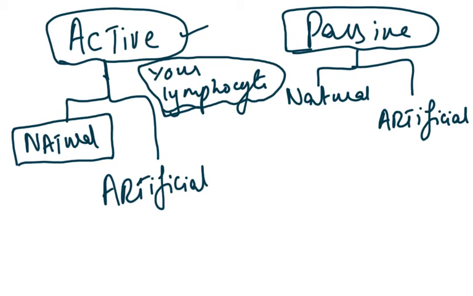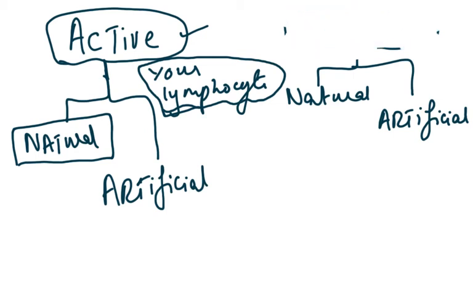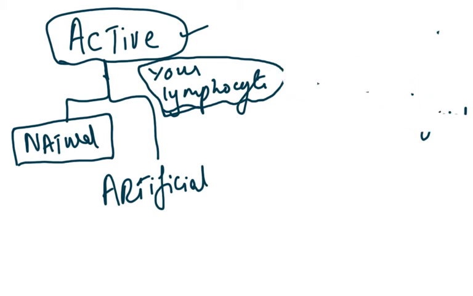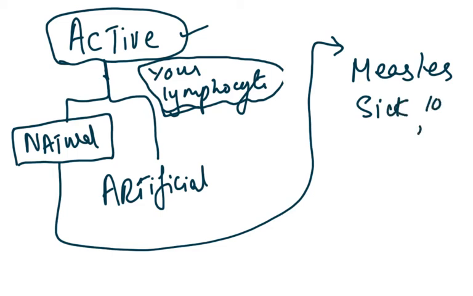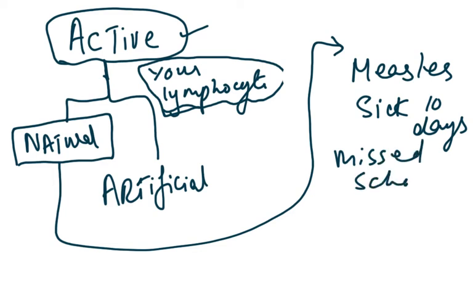In natural active immunity, what you have to understand is that the person has suffered from some disease. For instance, the example that I give you is that you have suffered from measles, you have been sick for say about 10 days, you have missed school, and now you have recovered. So when you have recovered, now you have immunity from that disease. You will not suffer from measles for the rest of your life.